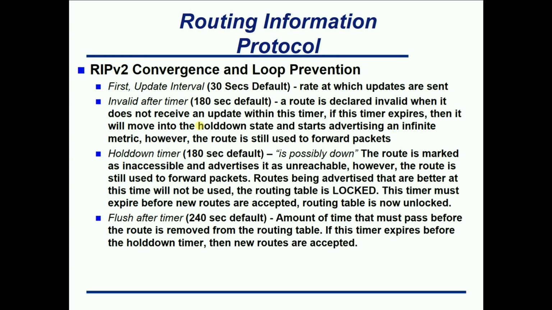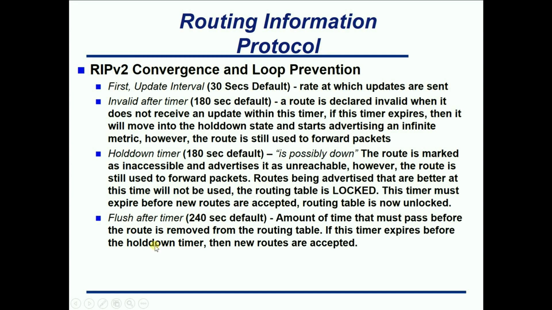Update interval, the rate at which updates are sent, is 30 seconds by default. Invalid after timer, 180 seconds. A route is declared invalid when it does not receive an update within this timer, basically like the hold down timer in EIGRP. After the invalid after timer happens, it counts down to 0. Then we move into the hold down timer state, where it will try to stay there for 180 seconds. This is where you could see inside the routing table that the route is possibly down.